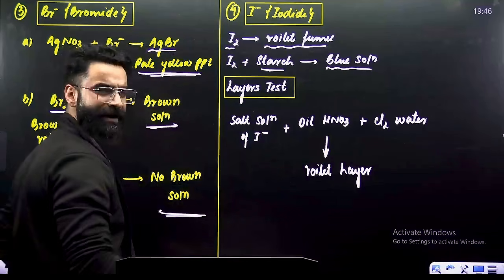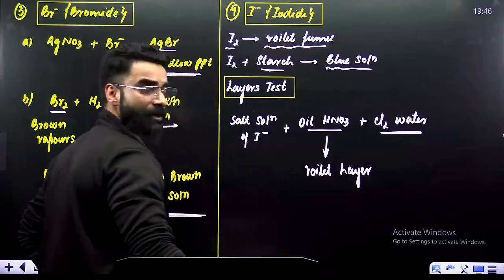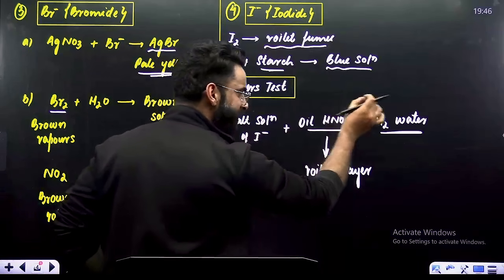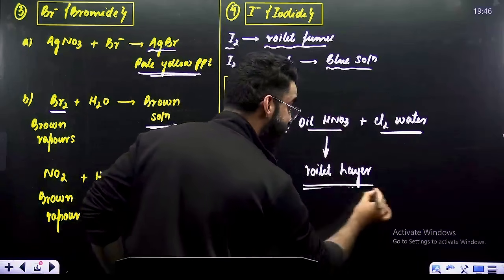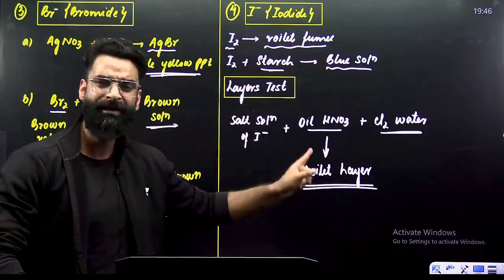let's say you're taking some salt solution of iodide, on treatment with dilute H2SO4, that too with chlorine water, right? Salt solution of I negative with dilute HNO3 and chlorine water. What do you get? You get a violet layer. Perfect. You get a violet layer. This again is something which you have to remember.